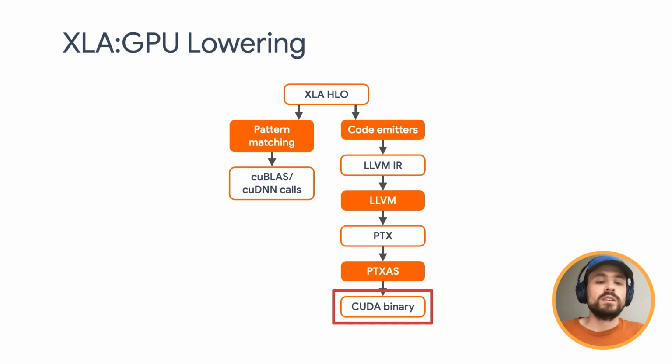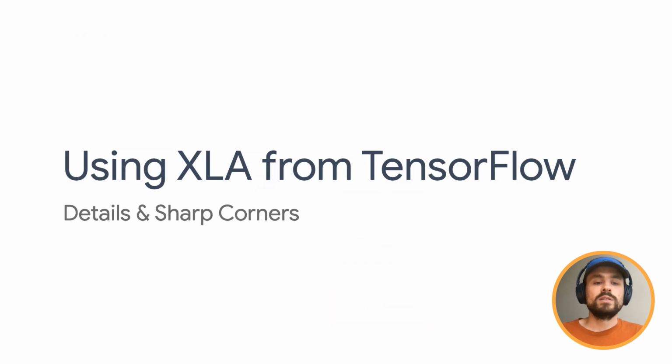Or alternatively, the compiler might decide not to emit the code at all and to call the cuBLAS or cuDNN library instead, if such an implementation is available. So far, we have seen how the XLA GPU compiler can be used to generate fast optimized kernels for your models. Now let's see how to use it from TensorFlow.